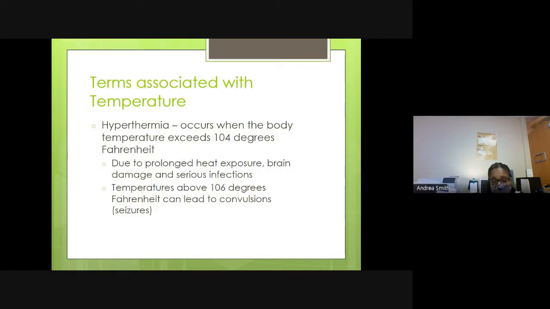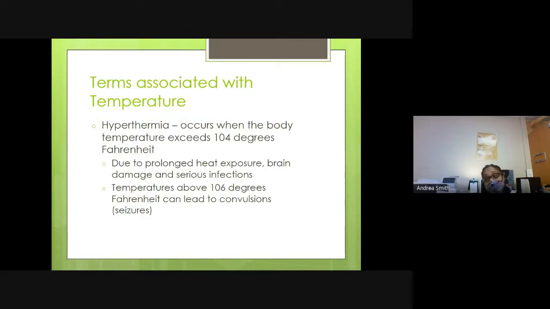Continuing with terms that are associated with temperature, you have hyperthermia, which occurs when the body's temperature exceeds 104 degrees Fahrenheit due to prolonged heat exposure. It can cause brain damage and serious infections, which is why you would have a fever this high. Temperatures above 106 degrees Fahrenheit can lead to convulsions and seizures.